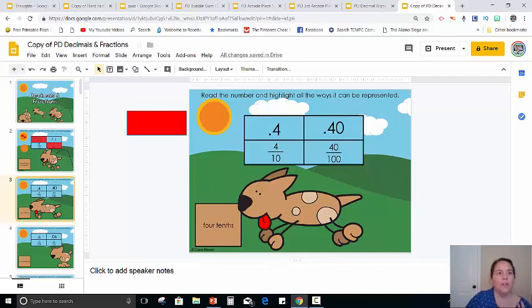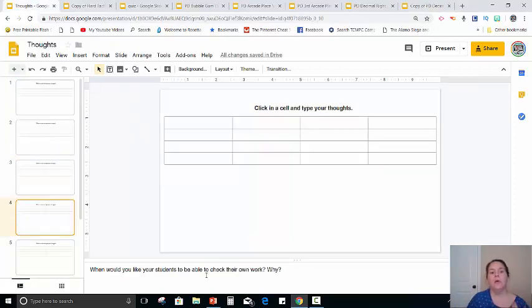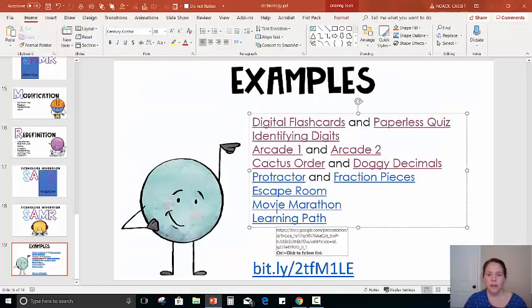So let's go back to our thought sheet and talk a little bit about this. So on slide 4, you're going to talk about when would you like your students to be able to check their own work and why. So think about your curriculum. Think about the activities that you typically use for each module and each lesson. Where would be a good place for them to be able to self-assess and why? So write your thoughts down, and then we'll take a few minutes and discuss them. Okay, so now let's look at a couple of more.